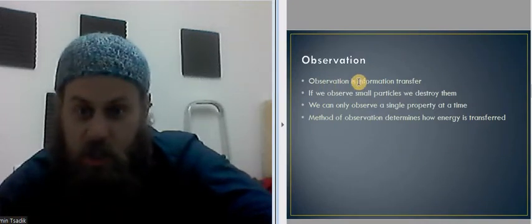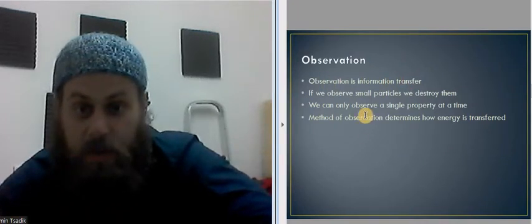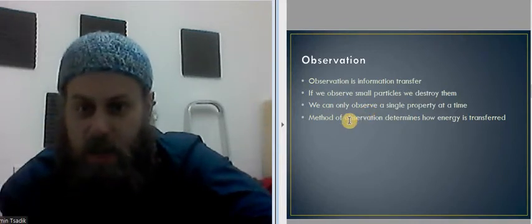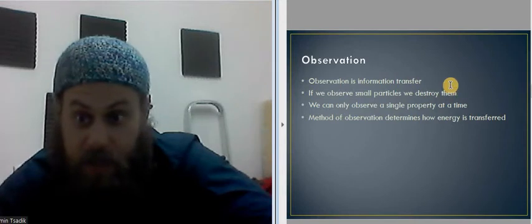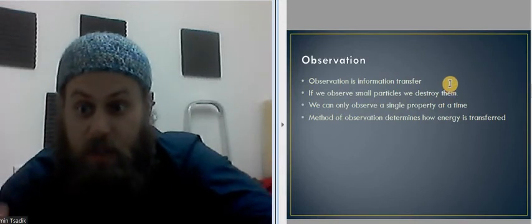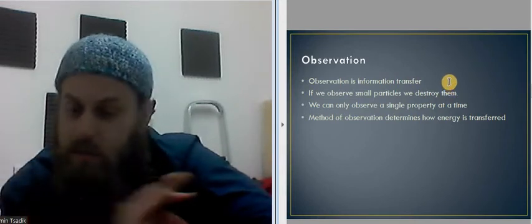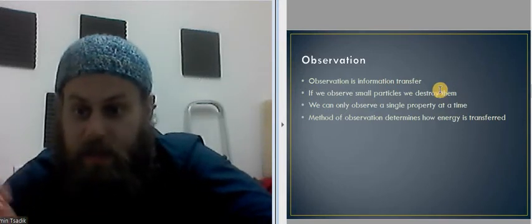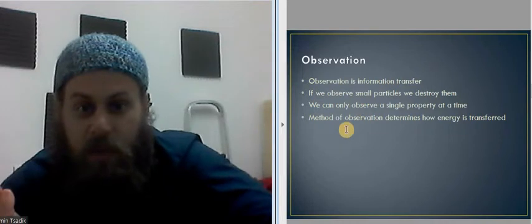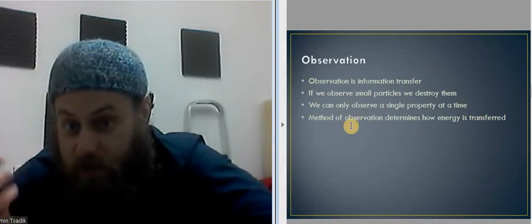So I already mentioned observation is information transfer. That's what observation is. It's getting information out of something. If you observe small particles, you can even destroy them, right? Like light, for example. If you want to observe a photon of light, the photon no longer exists. You've observed it, right? So you can only observe one thing for small particles.